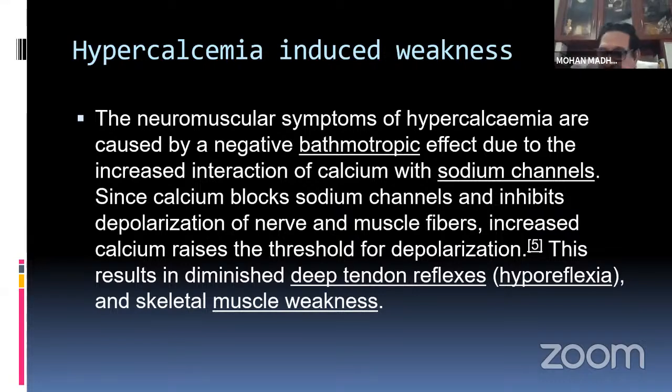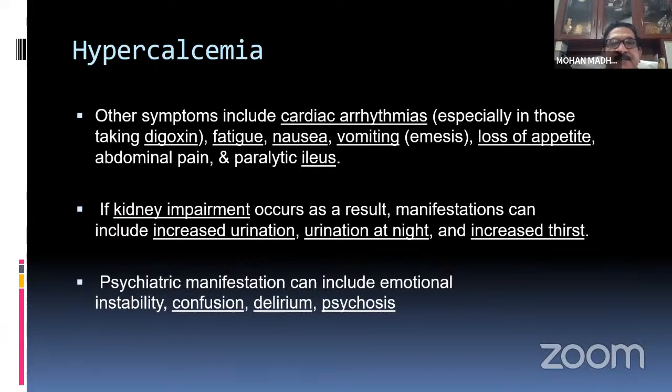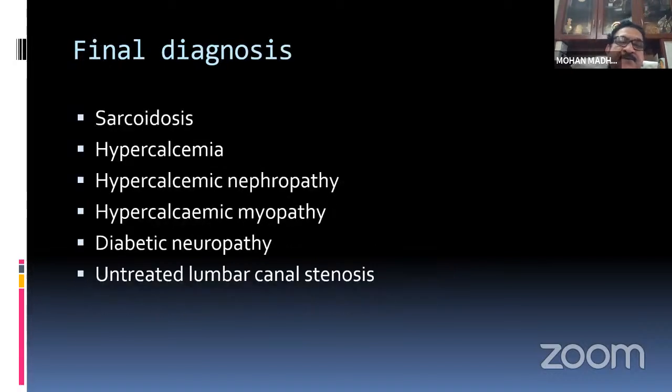Only remember that hypercalcemia can produce myopathy, and can also produce hyporeflexia. This is only to show from the literature how it is produced. They can produce cardiac symptoms, fatigue, nausea, loss of appetite, and all can cause delirium, confusion, psychosis with hypercalcemia. So final diagnosis: sarcoidosis, hypercalcemia, hypercalcemic nephropathy, hypercalcemic myopathy, diabetic neuropathy unrelated, and totally unrelated lumbar stenosis.